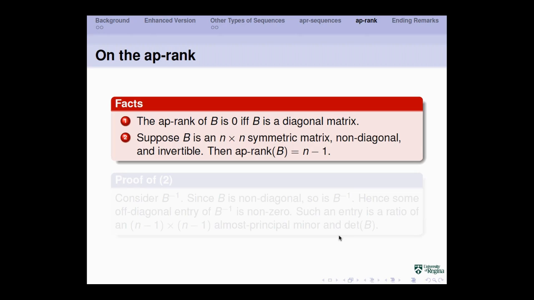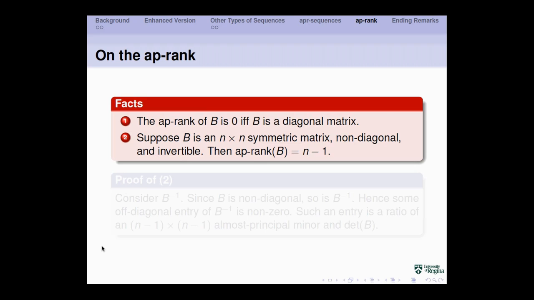But if you have a matrix that's, okay, symmetric is the overarching assumption. Now I don't want to be diagonal anymore because I understand diagonal matrices. So suppose I'm non-diagonal, and suppose it happens to be invertible. So I hand you an invertible non-diagonal matrix. What is the possible AP rank? And this wasn't a surprise to us. The AP rank can't be too small. In fact, if the rank of B is n, then the AP rank has to be n-1. And this isn't a surprise.